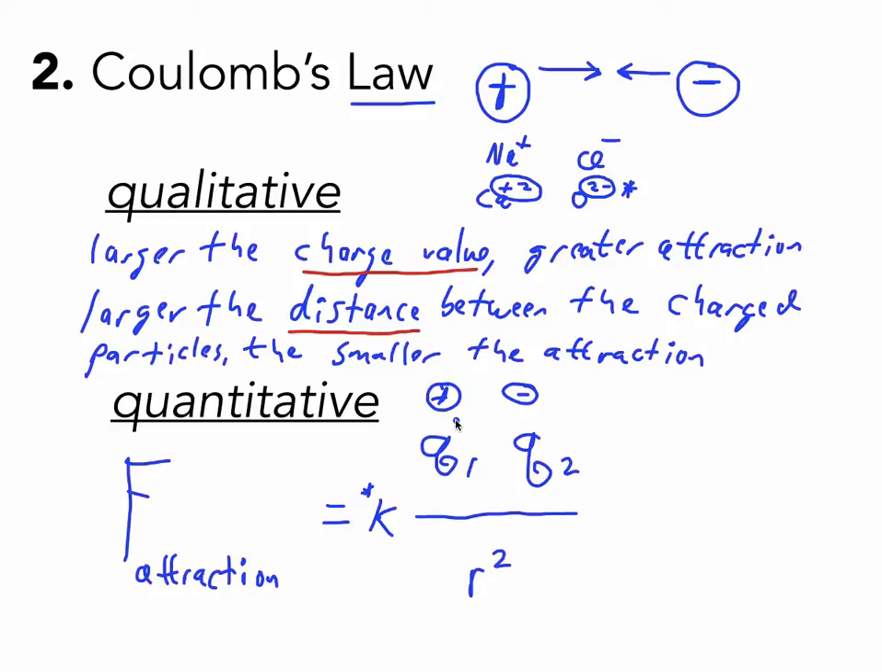Larger values of charges, larger the numerator, larger the force of attraction. Smaller the value of the charges, smaller the numerator, smaller the force of attraction. The larger the distance in between the particles, and this R they're really talking about is this distance right here, the larger the denominator, and the smaller the force of attraction. Conversely, the smaller the distance between them, if you get them closer, the smaller the denominator, and the larger the force of attraction. Either you're going to be a qualitative Coulomb's Law person or you're going to be a quantitative Coulomb's Law person. Don't worry about it.